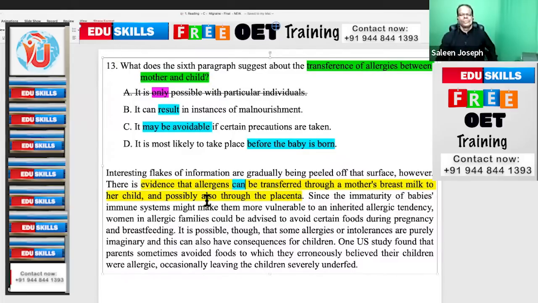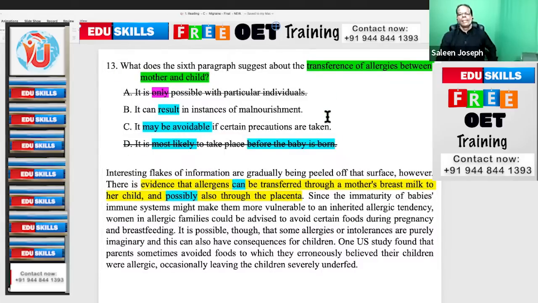The other one is possibly, also maybe. So it is most likely to take place. Is it most likely after birth or before birth? Mother's breast milk: after. So "before can be" is what I said; eliminate it. The sequence, the tense, or the order is wrong. Now two are left.